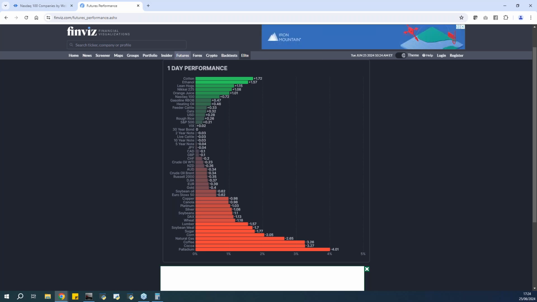I want to look at how other US indices are performing. Which sector today is the best performing index, best performing sector?